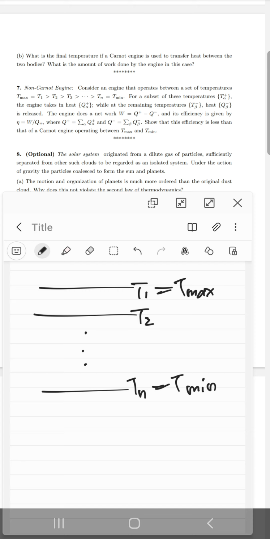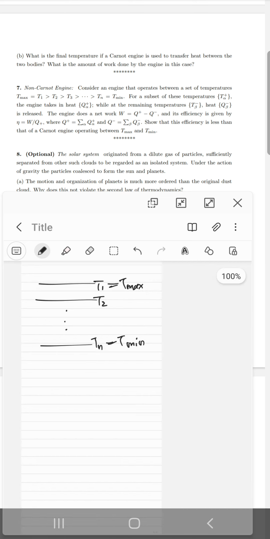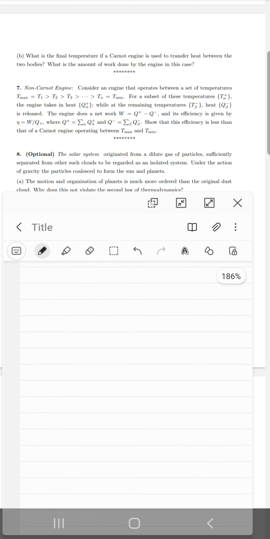And Q minus is just where you give heat. So that is, if this efficiency is less than that of a Carnot engine operating between T max and T minimum. So this engine is what again? Just some random engine. Cool.